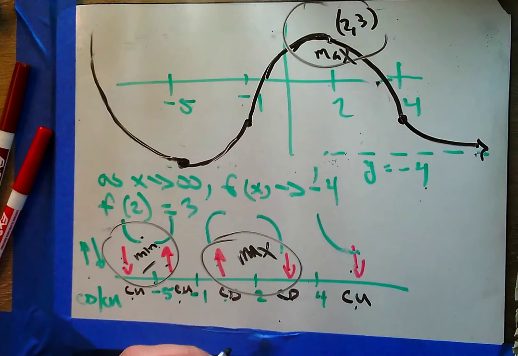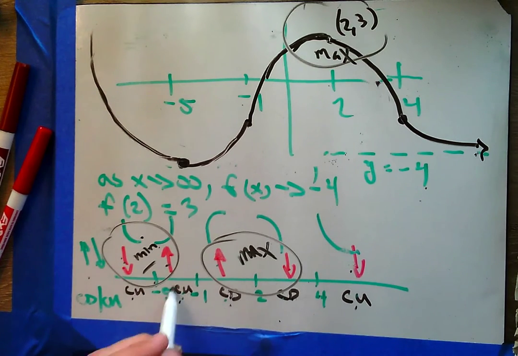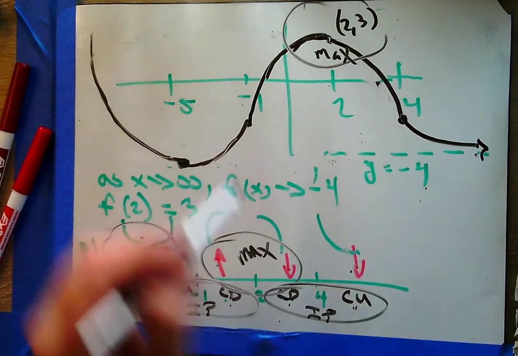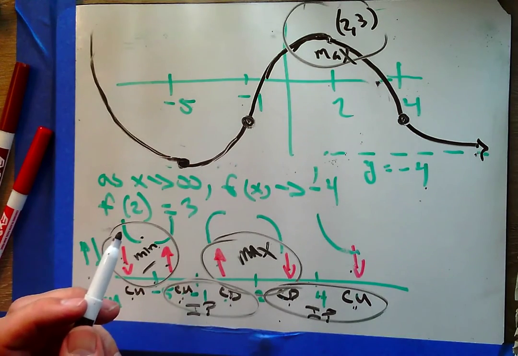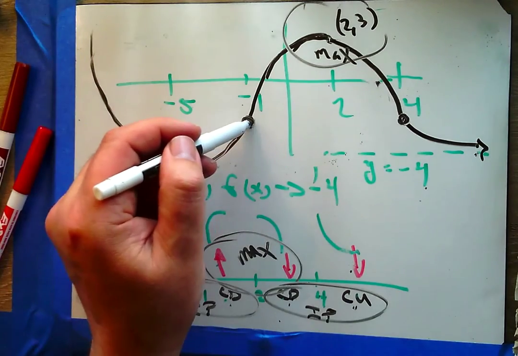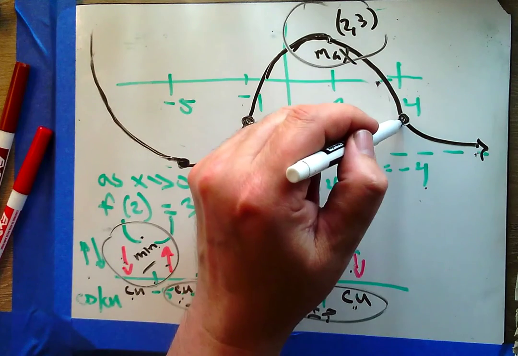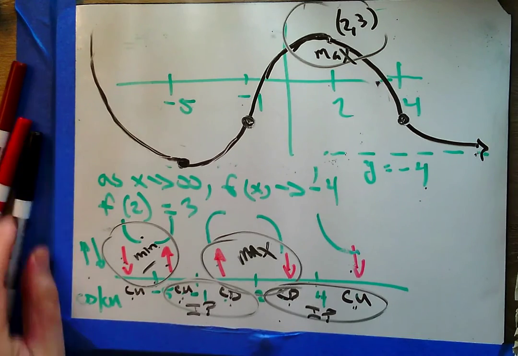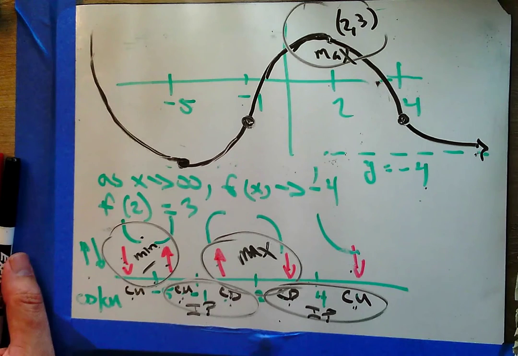And then remember, we can also glean some information about inflection points. When we go from concave up to concave down, that's an inflection point. And when we go from concave down to concave up, that's an inflection point. So there's an inflection point here and another one here, and those are places where we change concavity. We're concave up until we get to that point. We're concave down after that point. We're concave down until we get to that point, and then we're concave up after that point. So where we change concavity is a point of inflection or inflection point.